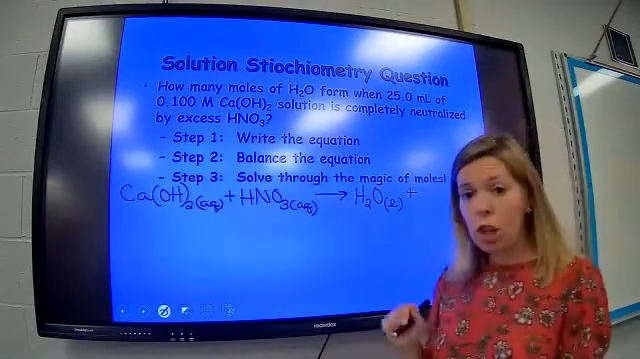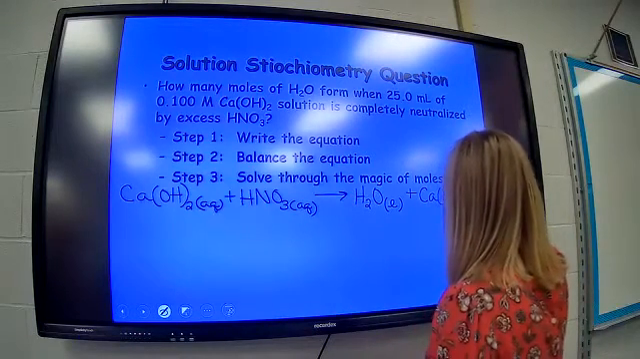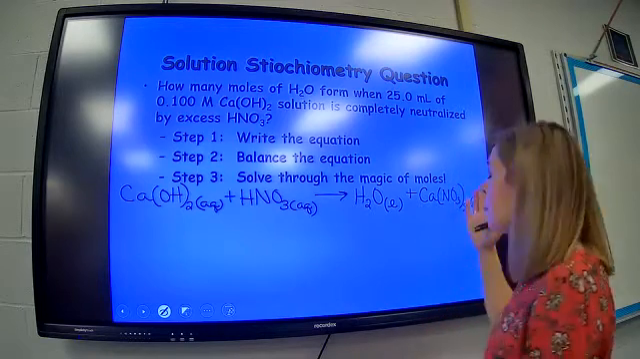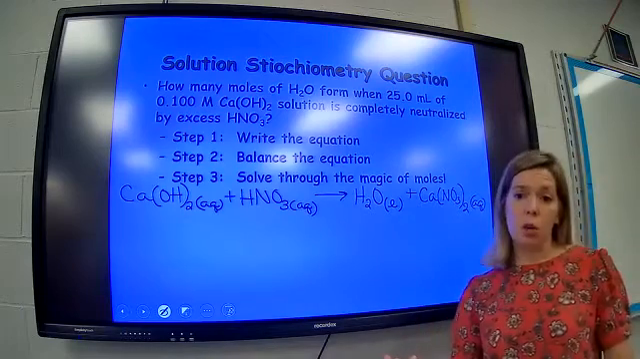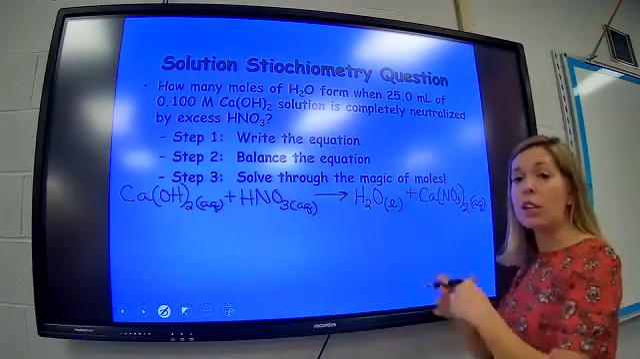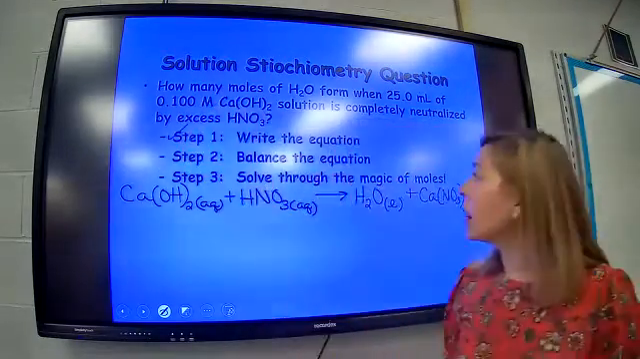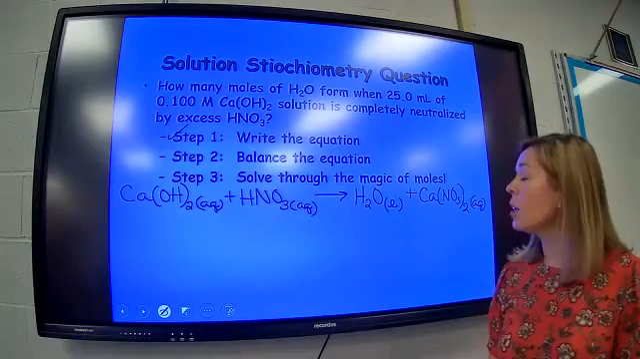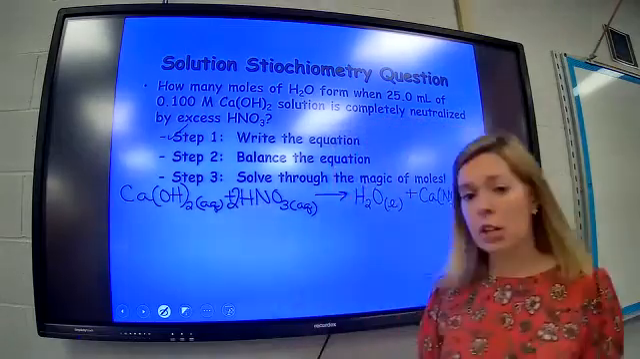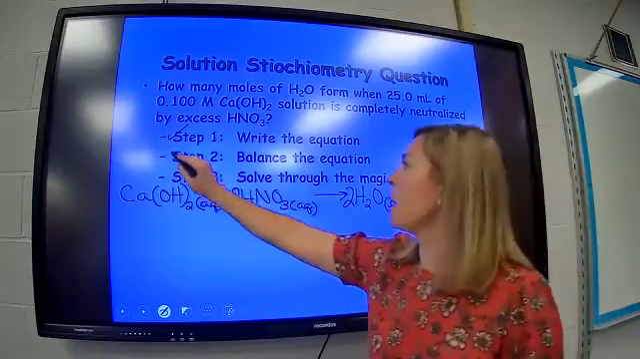Calcium makes a +2 charge, nitrate makes a -1 charge. So the formula of my salt would be Ca(NO3)2, and that would be aqueous because nitrates are always soluble, no exception. So this would make an aqueous solution, and the calcium and the nitrate ions would separate in solution if we needed to know that. All right, then we need to balance our equation. When we balance our equation, we have 2 nitrates, so we would need 2 nitrates there. And then we would need 2 waters. Then we would be all balanced.